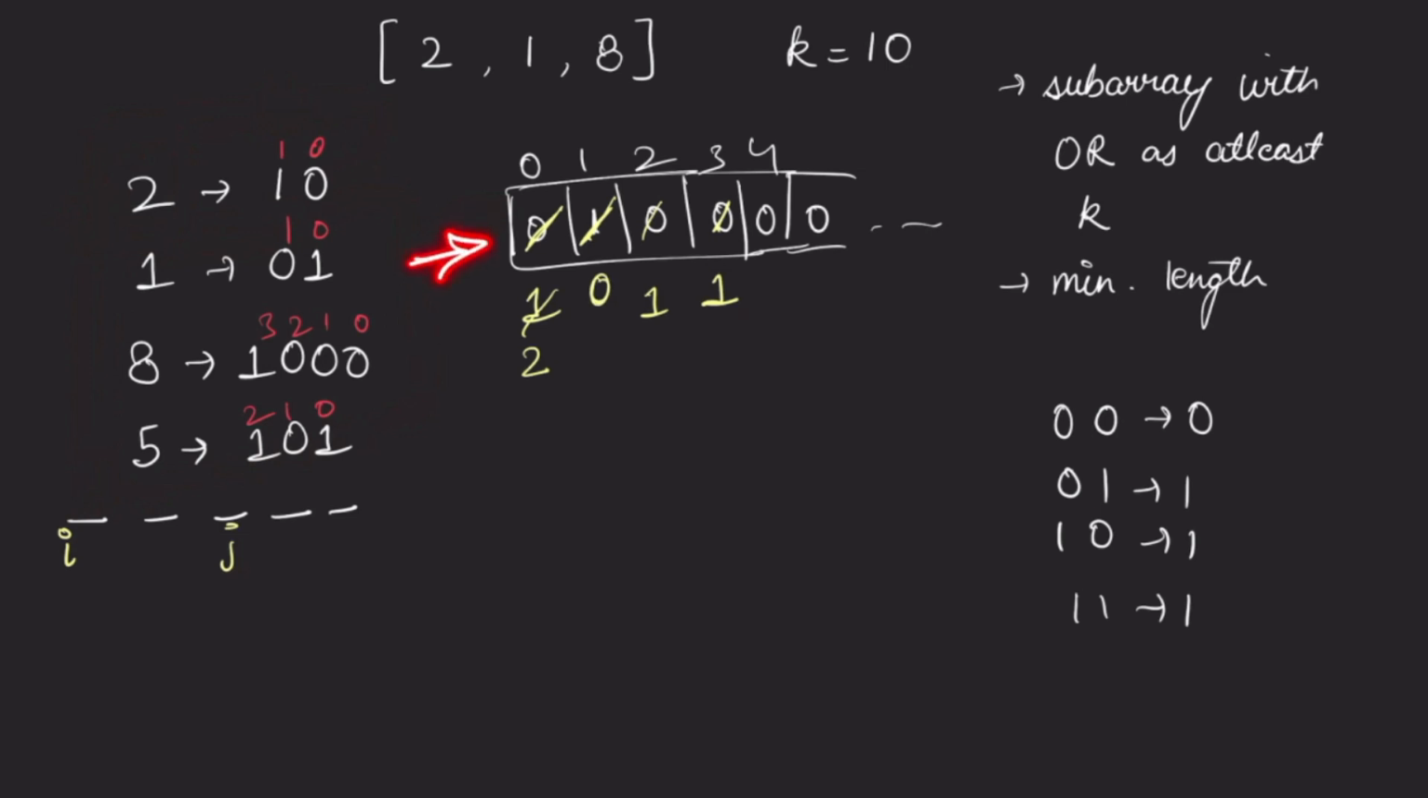Then with this array, you can find out the bitwise OR. Here the count is non-zero, so you can take this as 2 to the power 0. Then this is non-zero, so this will be 2 to the power 2. Then this is non-zero.